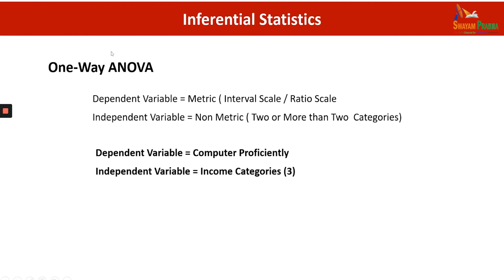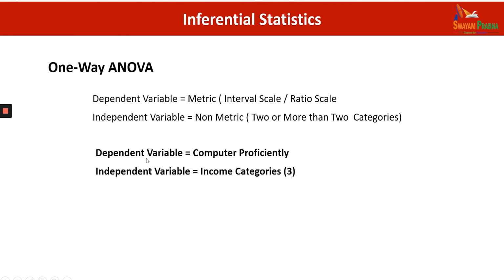You can see we have the same conditions as we discussed in the t-test. The dependent variable should be metric, that means it should be measured on an interval scale or ratio scale. And what about the independent variable? It is a non-metric variable, but it has two or more than two categories. Then we can apply the one-way ANOVA test here.